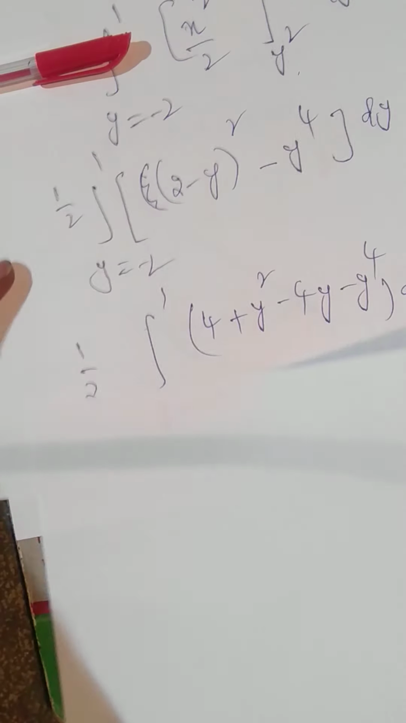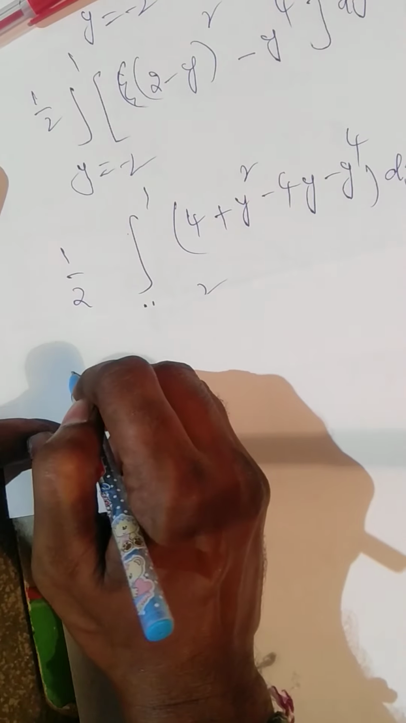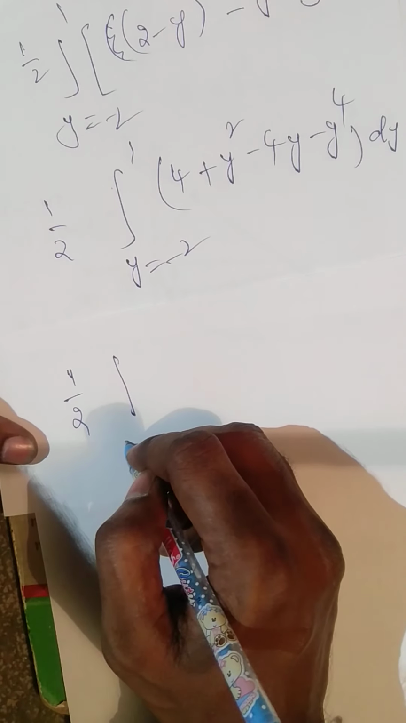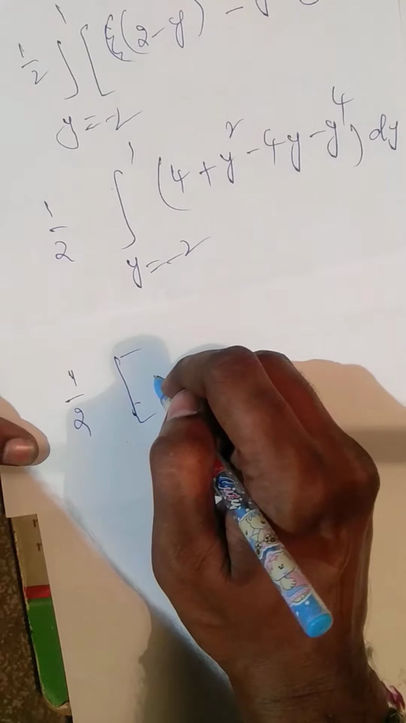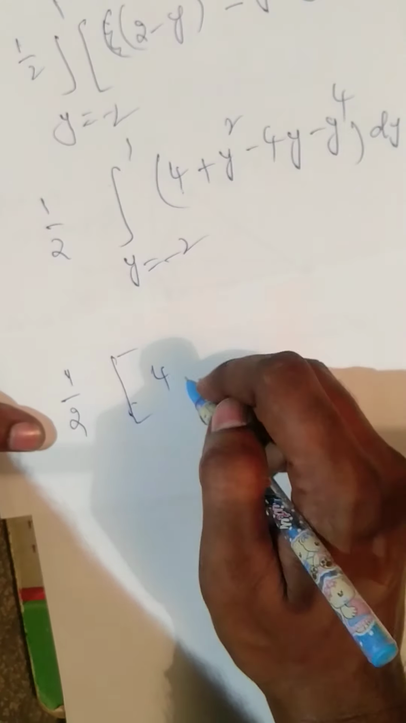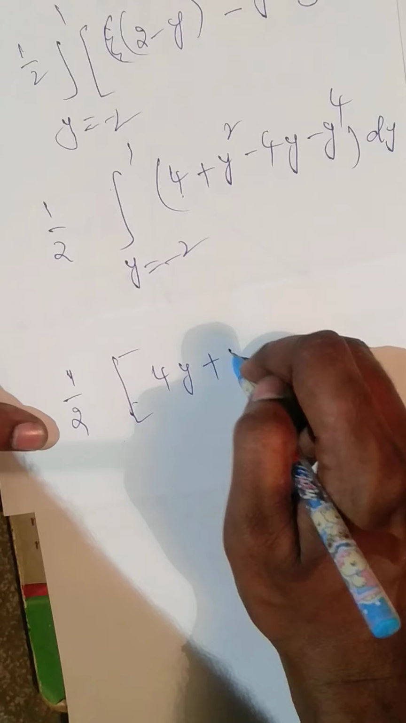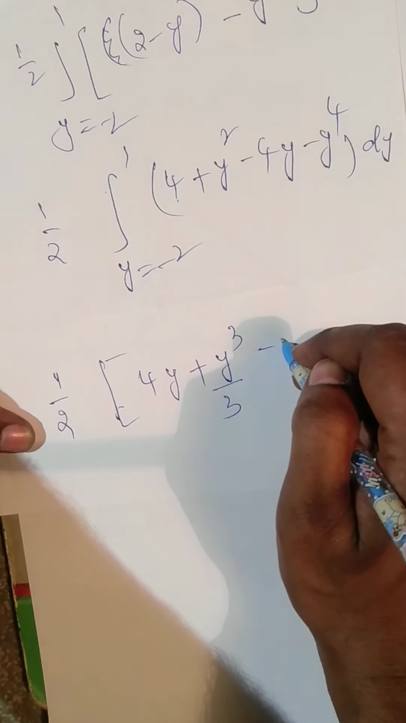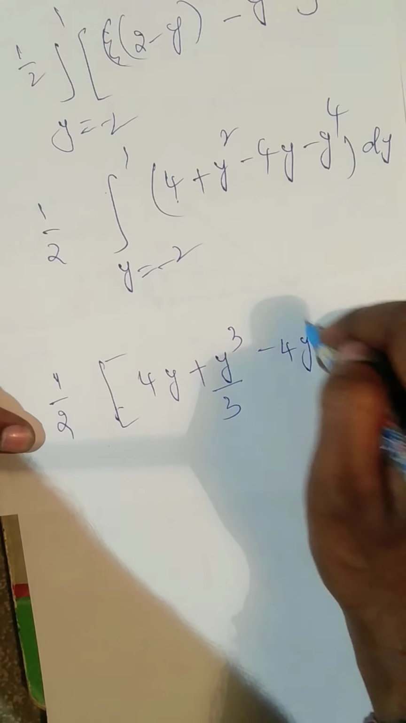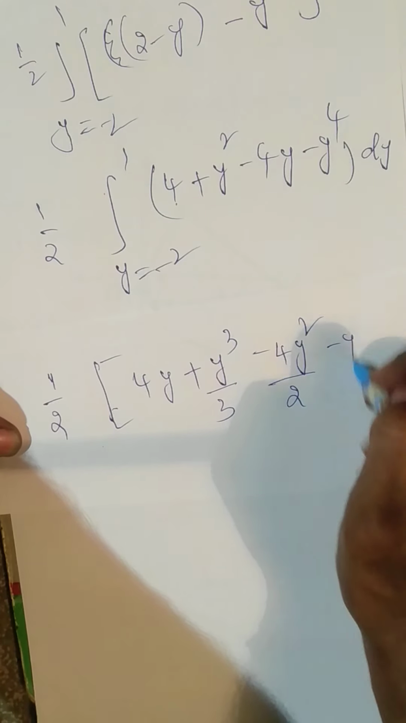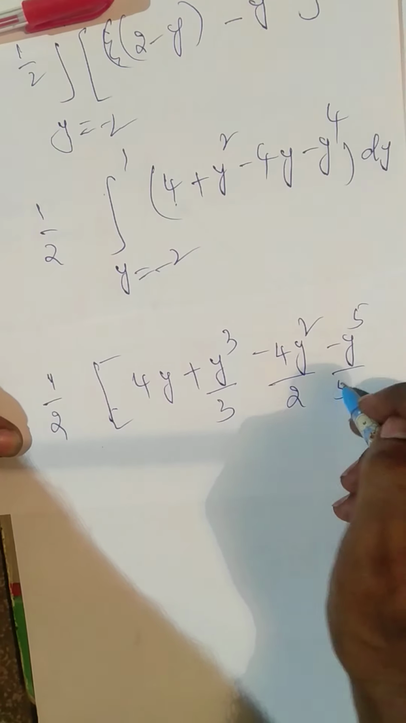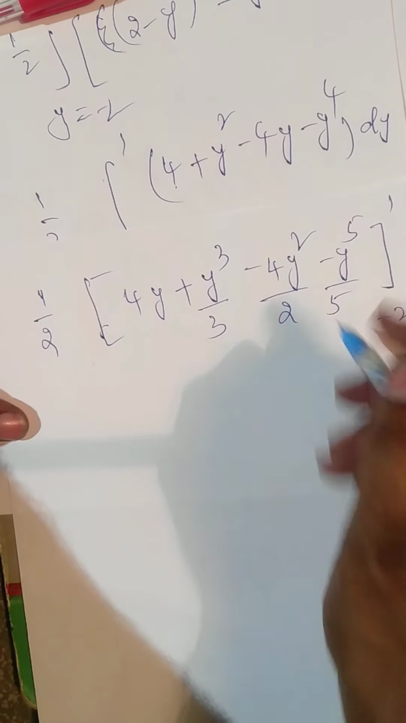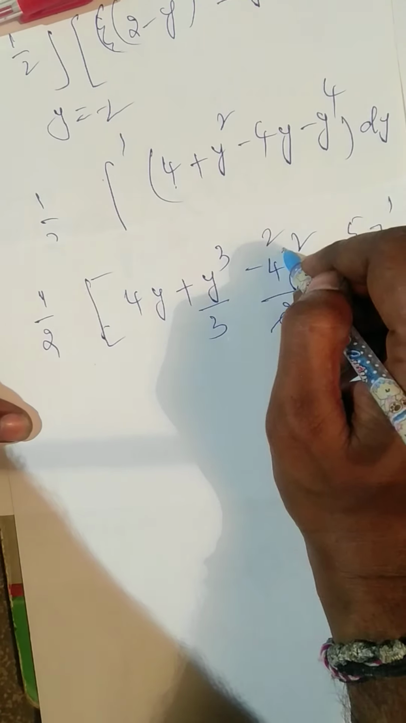This is 1 by 2 into, if you integrate with respect to y, integration of 4 into dy is what? 4y plus y to the power of 3 by 3 minus 4 into y square by 2 minus y to the power of 5 by 5. The limits are minus 2 to 1.